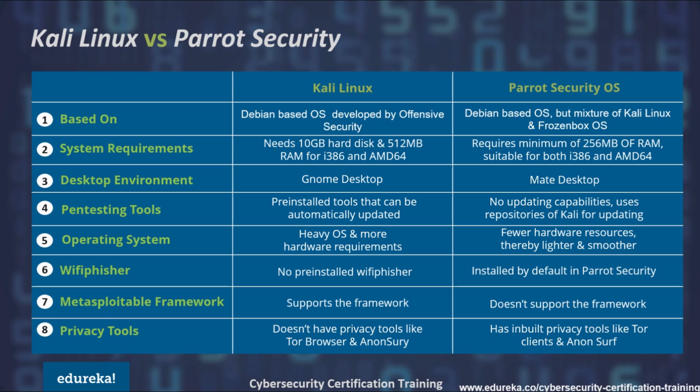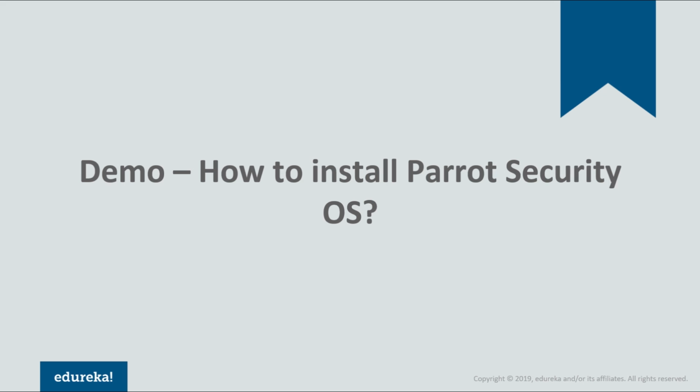So this is the end of the theory part. Now that you guys know what Parrot Security OS is and its features, it's high time that we go ahead and install it and explore its features live. So first I'll show you how to install Parrot Security OS on VMware. Basically when it comes to installation, you have two options. You can install Parrot Security OS alongside your operating system using the dual boot option, or you can install it using any of these virtualization software like VirtualBox or VMware.